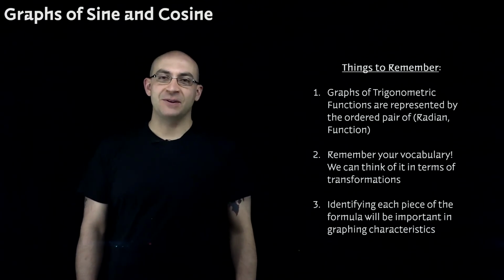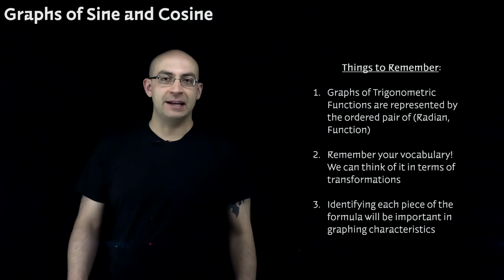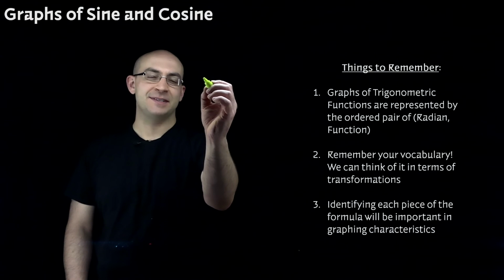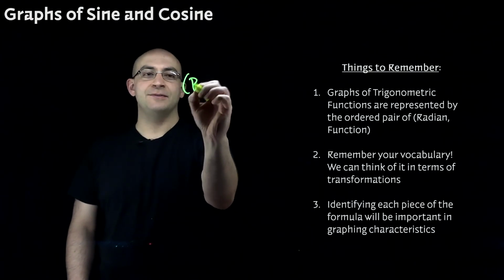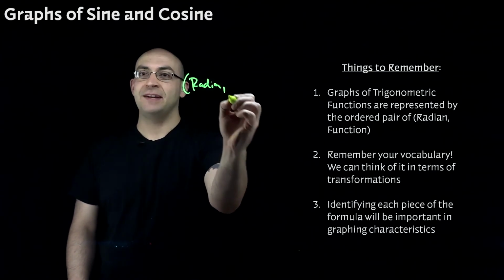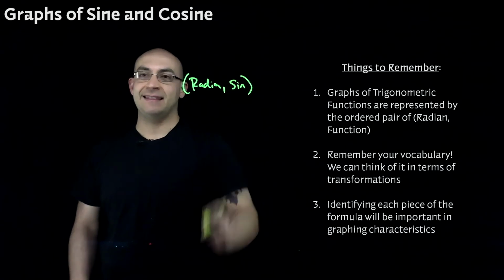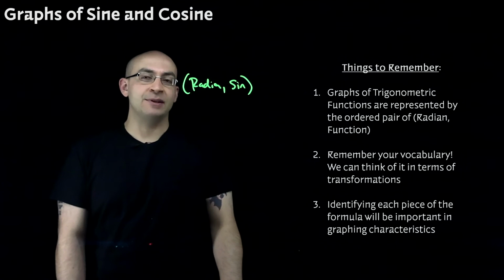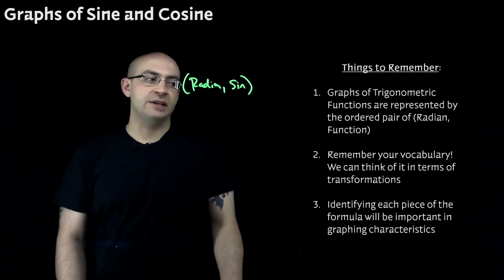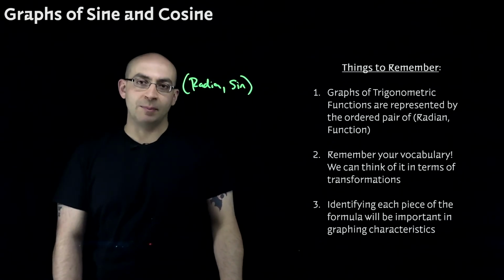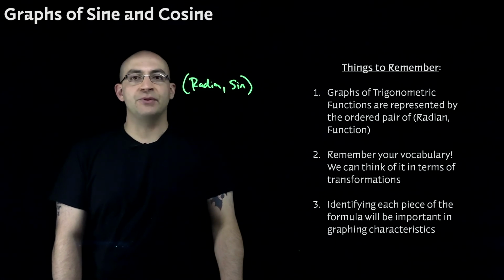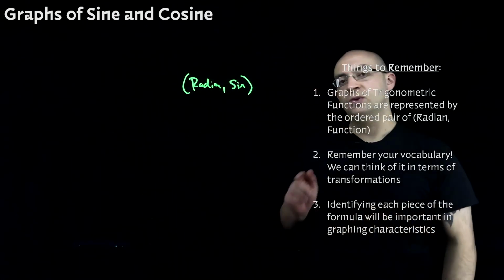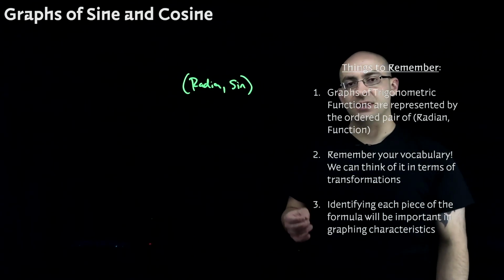Graphs of trigonometric functions are represented in the ordered pair of radian, comma, function. So for example, on the sine function or the sine parent, we have radian measure, which is our typical x value, and then the sine value at that x value represents the ordered pair. Number 2, remember your vocabulary. It's super important. We can think of it in terms of transformations, which is how we're going to apply these things moving forward. And then number 3, if we identify each piece of the formula, we will be able to find out important characteristics in terms of graphing.